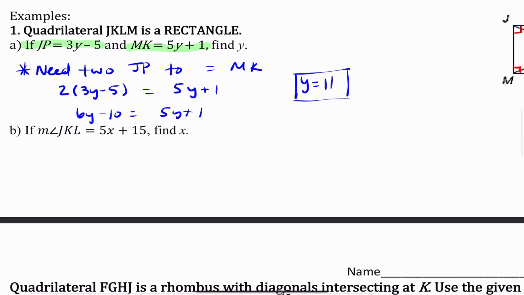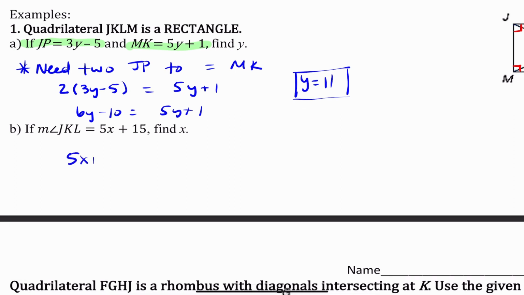So what can I say? I can say that 5x plus 15 is equal to 90. And then I get 5x is equal to, what is that going to give me? 75? So x is equal to 15. So that's your answer. That's how you find x.